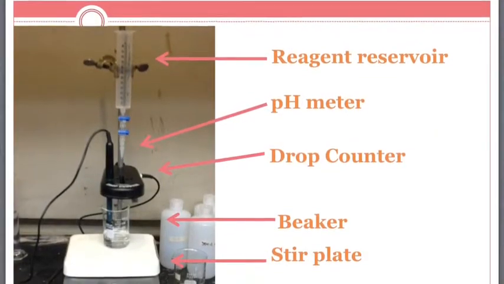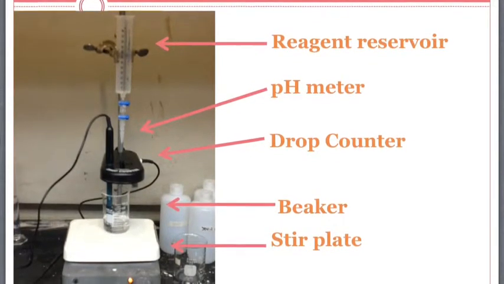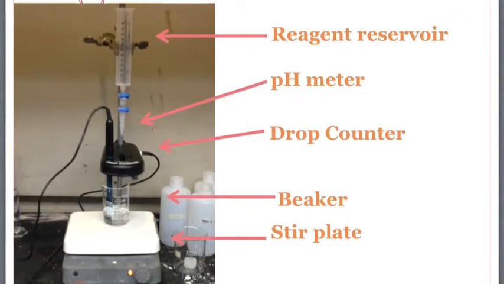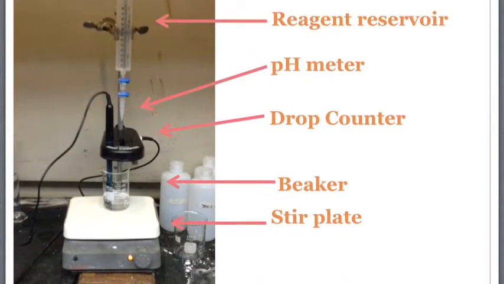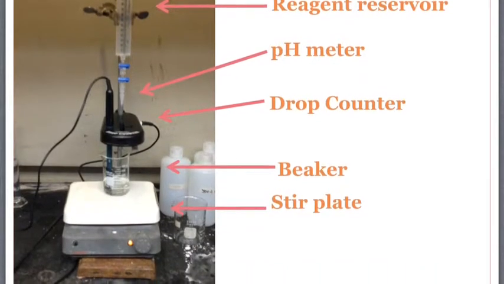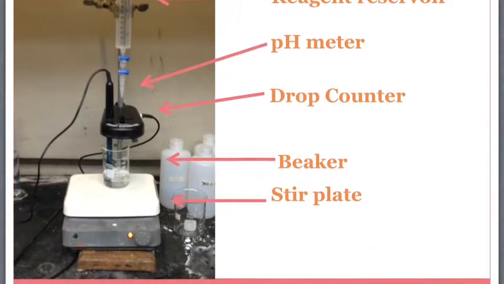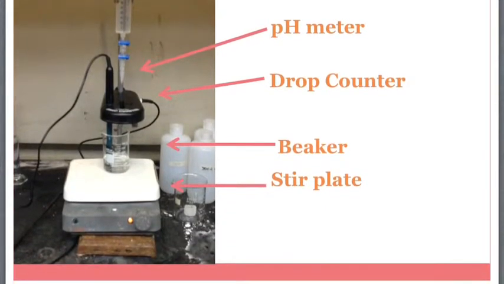This is a picture of our apparatus. At the top we have our reagent reservoir clamped down. Below that is the drop counter, and within the drop counter is a slot to put the pH meter, and below that is our beaker, which is on a stir plate. The drop counter and the pH meter both have cords that plug into the Logger Pro.